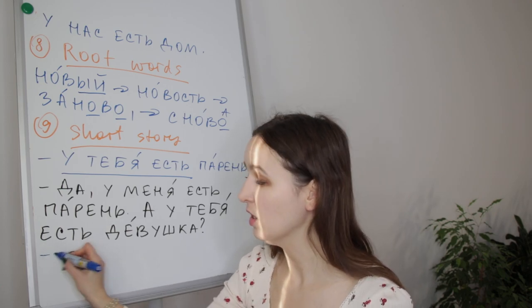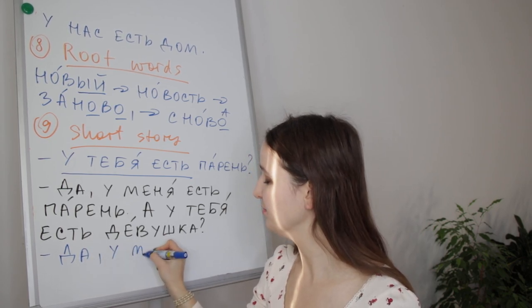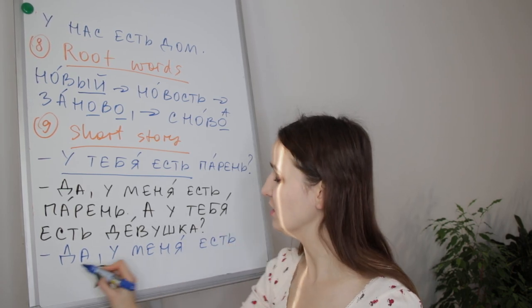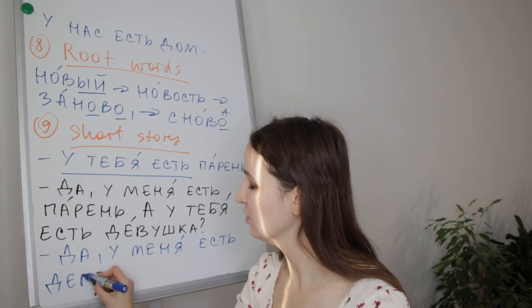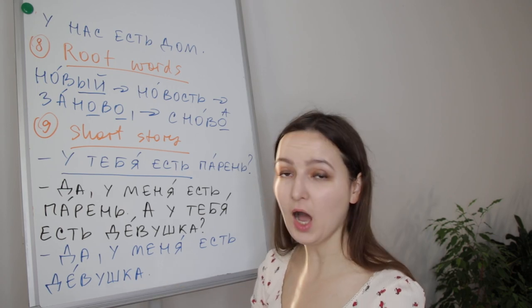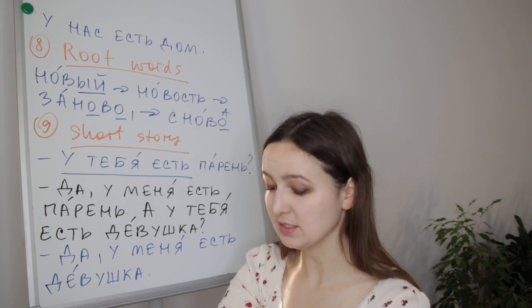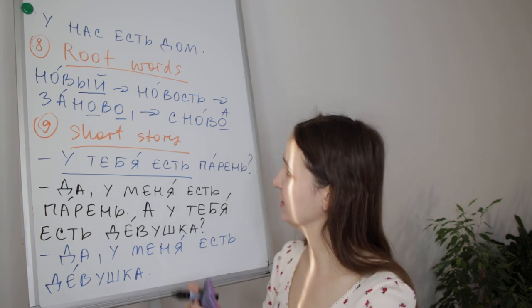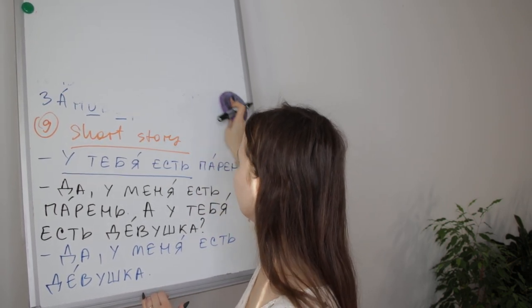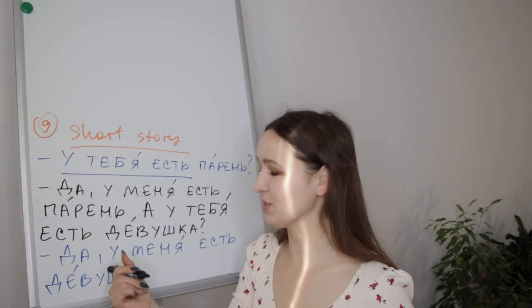And the answer will be да, у меня есть девушка. Девушка. Да, у меня есть девушка. Yes, I have a girlfriend. Let's continue. And you can see here that you already can ask questions and you already can answer. So you already can speak Russian.